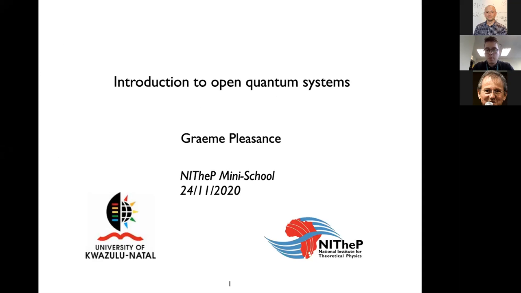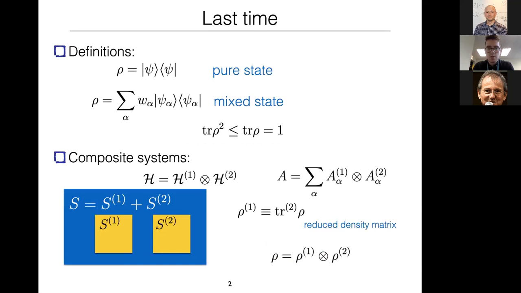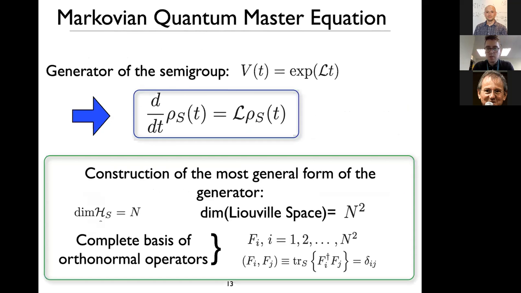Yeah, so, thank you, Francesco, for the introduction. And hi again, everyone. So this will be the fourth and last lecture in the mini school series, An Introduction to Open Quantum Systems. In last week's lecture, we essentially went through a microscopic derivation of the Markovian quantum master equation. And as Francesco mentioned, in today's lecture we'll hopefully explore some applications of this master equation.